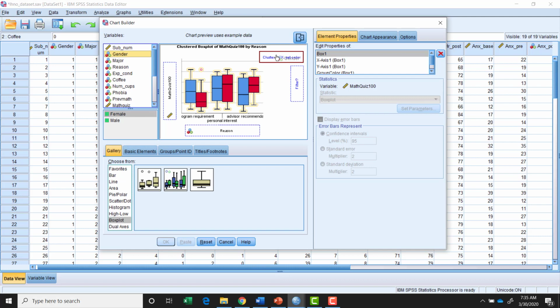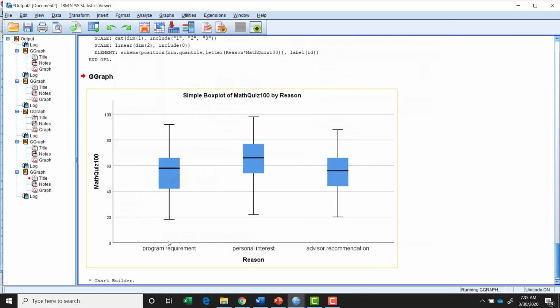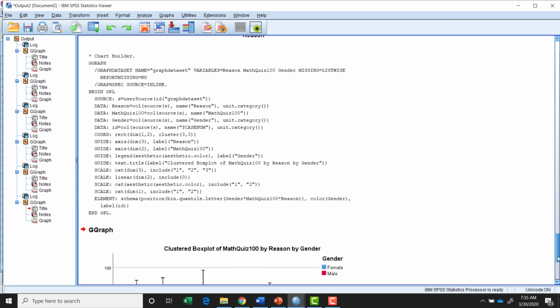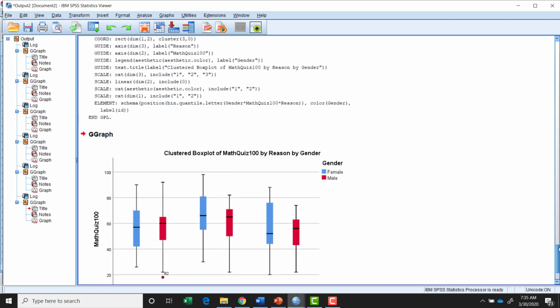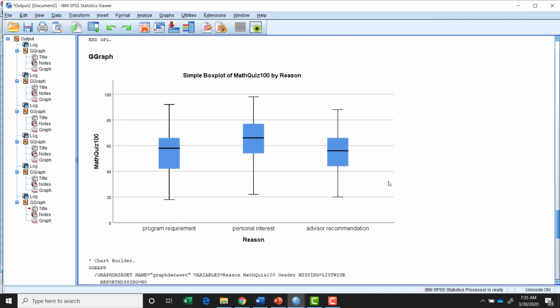So we've got gender, we're going to cluster on X, click OK. So it's the same that we had before, but here we see we now have an outlier here, but we're actually looking for by gender. So we've got different distributions by gender. So let's go back to the original.